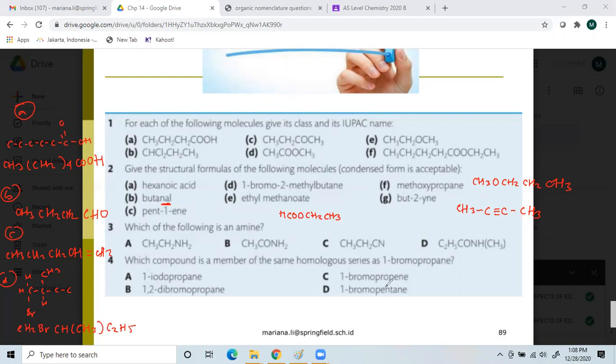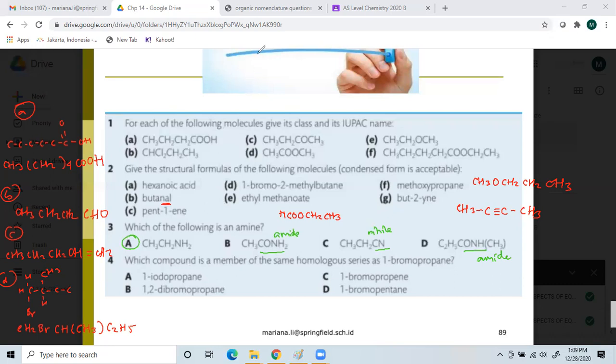Which of the following is an amine? The answer is A. Okay, this is amide, CONH2. This is nitrile. How about this? Amide again, CONH.